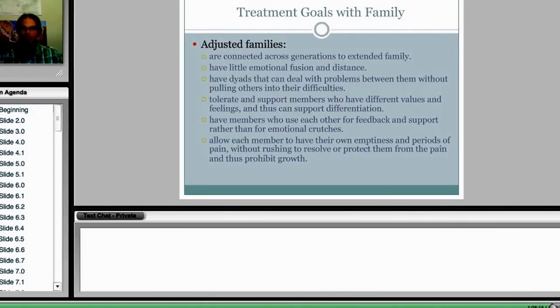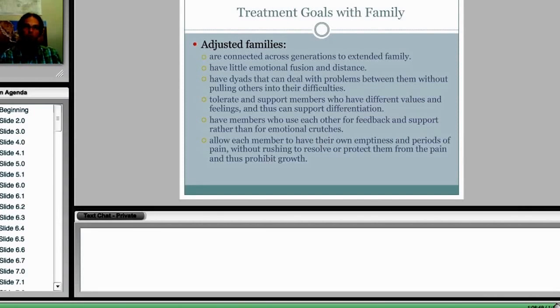I think the real example here is where families can allow other family members to experience their emptiness or periods of emotional pain without rushing in to resolve or protect each other from that pain, because that prohibits growth. They can have confidence that each other are strong enough to navigate this. It can be supportive without interfering with that. And so that's the result.